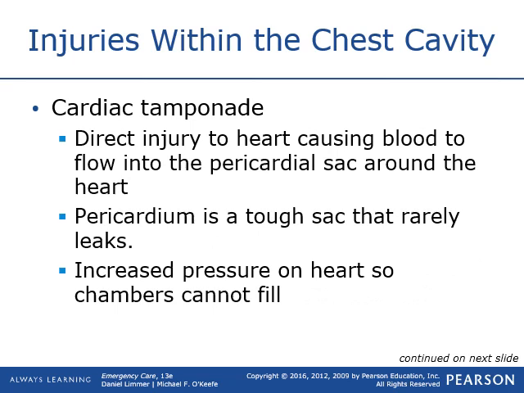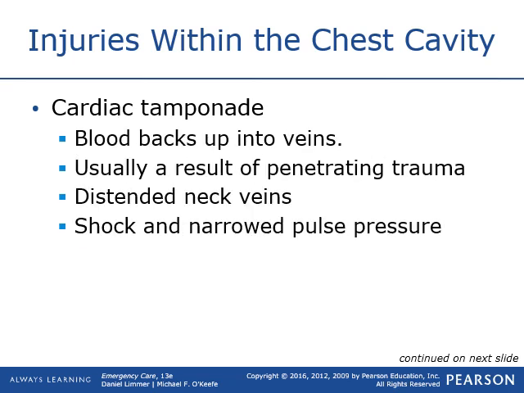Cardiac tamponade, direct injury to the heart, causing blood to flow into the pericardial sac around the heart. The pericardium is a tough sac that rarely leaks, so there is increased pressure on our heart, so the chambers cannot fill. If left untreated, eventually the blood will fill up enough that not only can the chambers not fill, your heart will completely stop. Blood backs up into the veins, usually a result of penetrating trauma. And you're going to see distended neck veins, that JVD, shock, and narrowed pulse pressure.